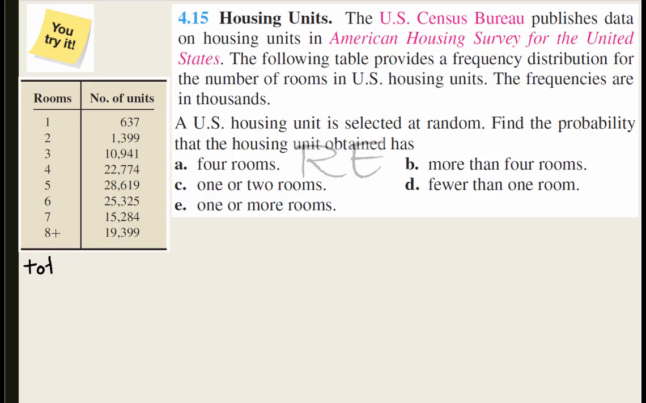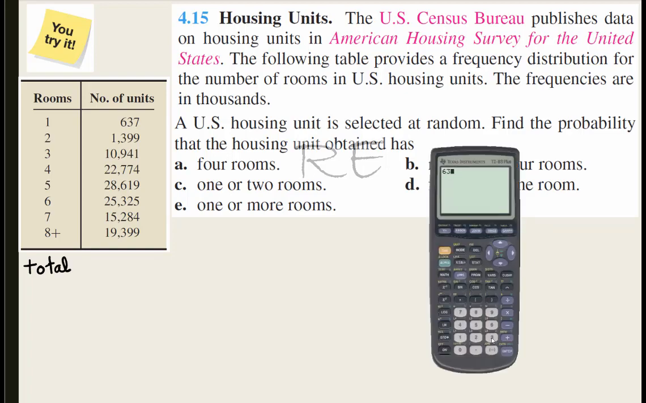First, for 4.15, we'll calculate the total. We're going to add the different numbers of units from 637 to 19,399 on the TI-83 Plus calculator. We will get for the total 124,378.